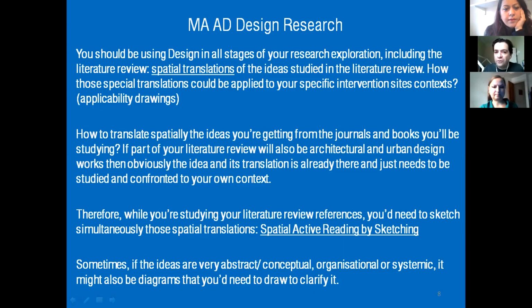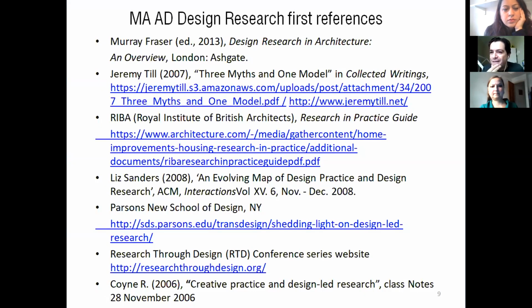And just to conclude here, those are some first references. You've got those, as you know, this presentation in Learning Central, and you can get into those first references. To start with, I think these two first: Murray Fraser's book, Design Research in Architecture, and Jeremy Till's paper, which is a short one, 3 minutes and one model, that you can get directly on the internet in PDF, would be very important.